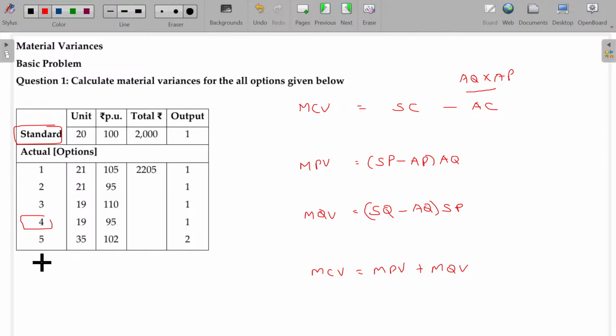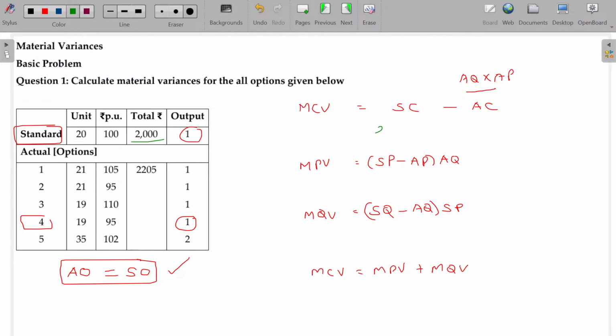Now, what is the check you have to do? Actual output should be equivalent to standard output. Standard output 1, actual output 1. So, this one is true. Then you can straight away calculate the entire illustration.